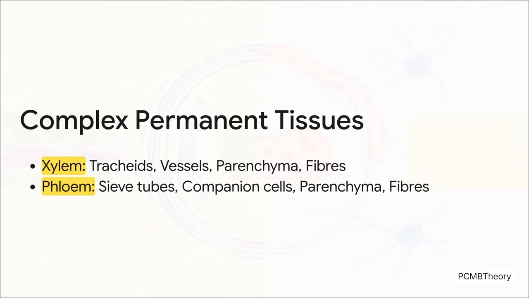Now those were simple tissues, made of just one cell type. Complex permanent tissues, on the other hand, are made of a mix of different cell types all working together as a single unit, essentially forming the plant's plumbing system. We have the xylem, which is made up of tracheids, vessels, xylem parenchyma, and xylem fibers. And then we have its partner, the phloem, made of sieve tubes, companion cells, phloem parenchyma, and phloem fibers.